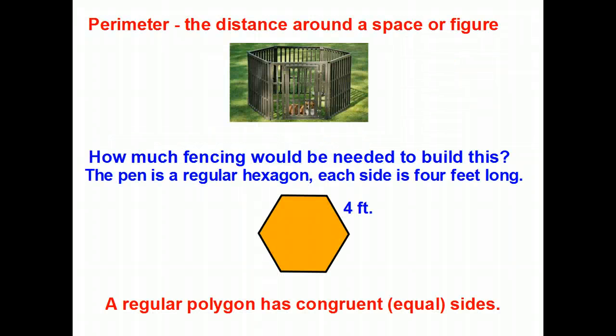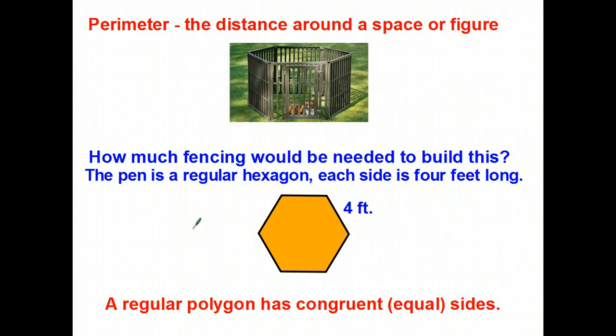Well, perimeter is the distance around a space or a figure. Go ahead and stop the video and jot that into your notebook. So what's it used for? Well, it's for finding the distance of things. How much fencing would I need to build the pen for our little corgi friend there?